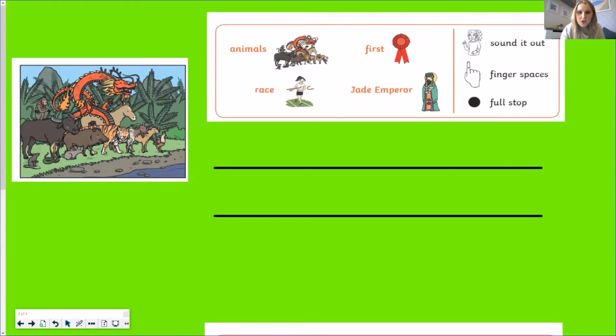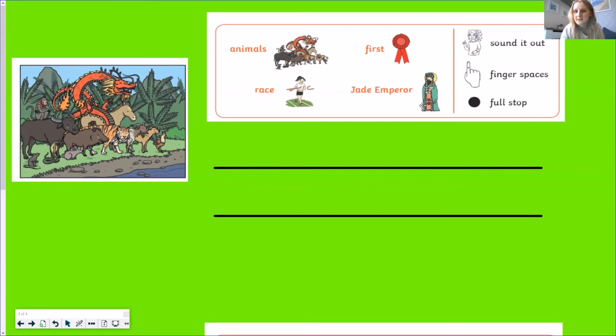Now, this picture at the top looks like a group of animals. It must say animals because it starts with an A and it is a group of animals from the story. This one at the bottom here, it looks like a girl running in a race. That is the spelling for race. Here is a rosette. When somebody wins the race, it's because they came first. And here's a very long name for this man from the story.